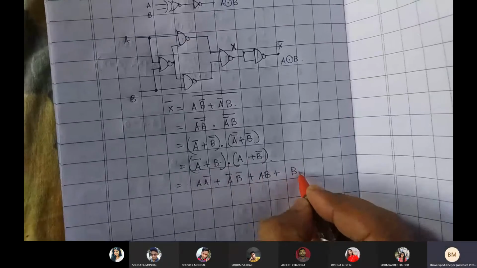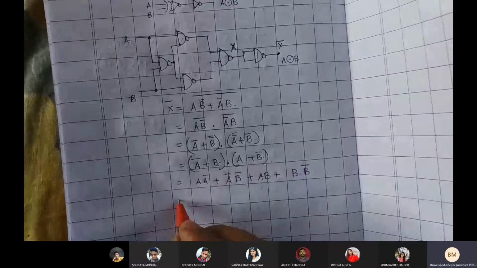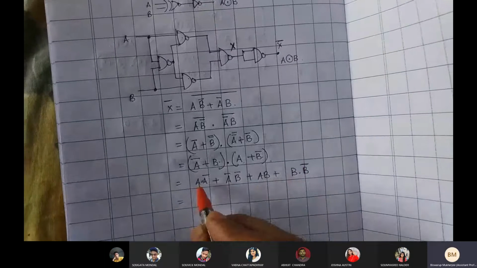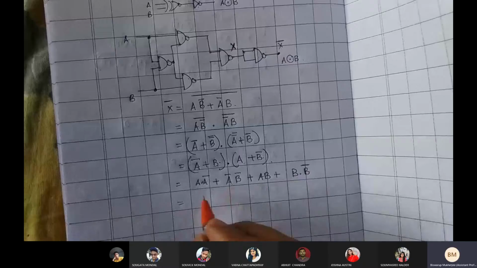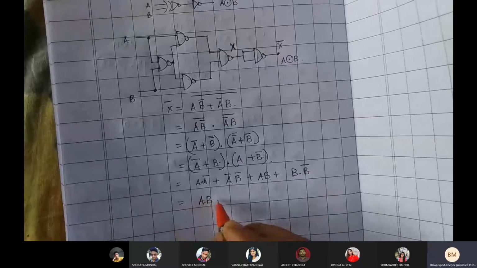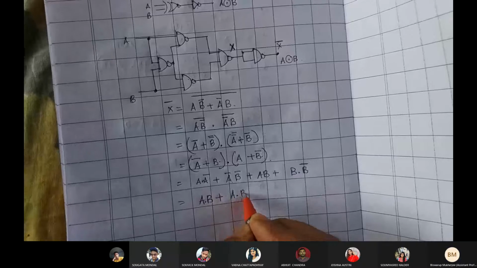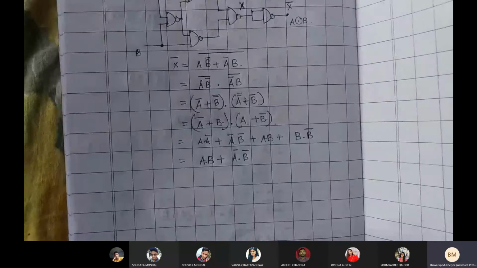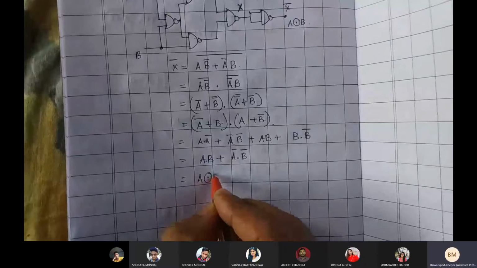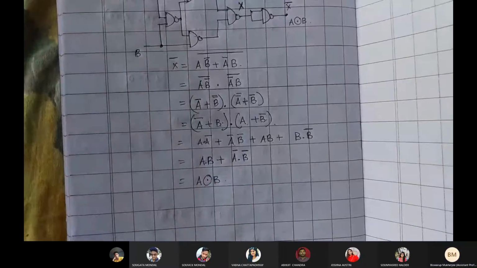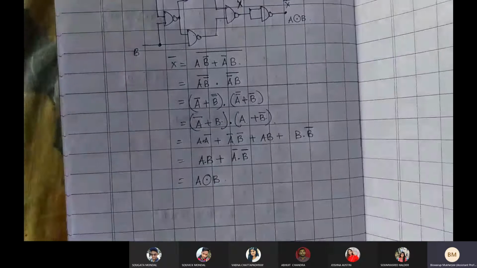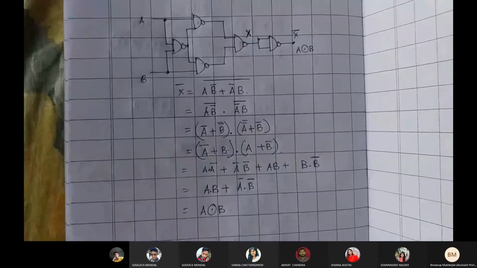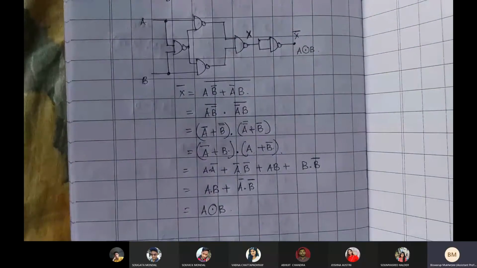plus B dot B bar, right? So I'm just multiplying that one. Always, as we know, A dot A bar or similarly B dot B bar is equal to 0. So the rest two values are actually A dot B plus A bar dot B bar, right? So that is nothing but equal to A XNOR B. Okay, so that is your A XNOR B that can be implemented easily. Am I clear on this one? How XNOR gate can be implemented using NAND.